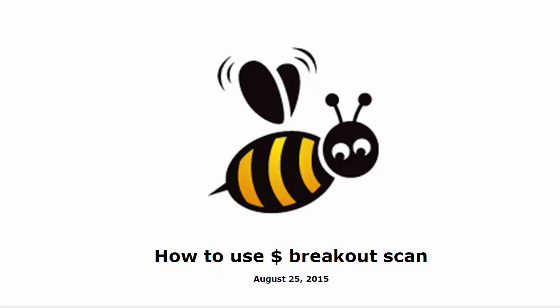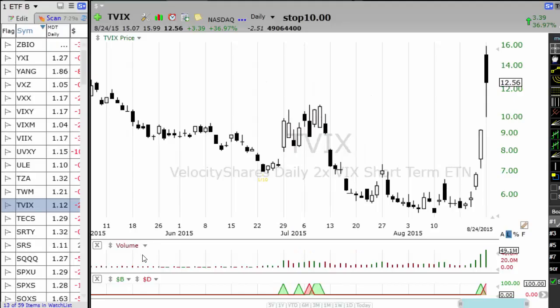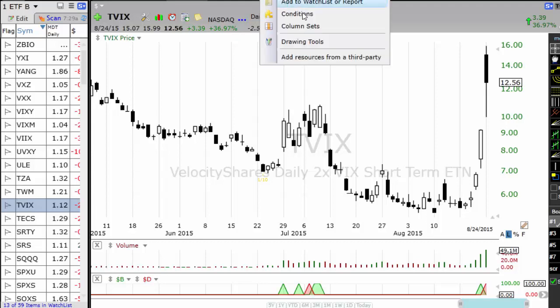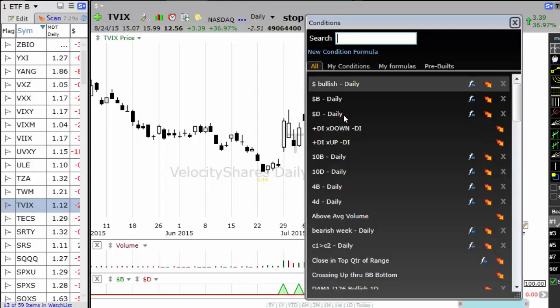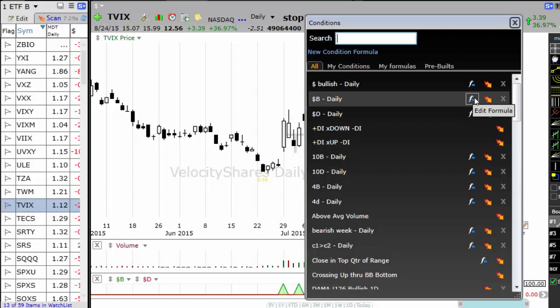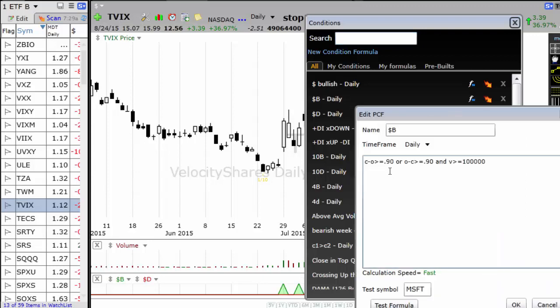How to use the dollar breakout scan. The dollar breakout scan is basically a very simple scan which looks for stocks which are up either a dollar, in the sense 90 cents, so they are either up 90 cents or down 90 cents, and volume is greater than 100,000. The use of this particular scan is to find both swing trading candidates and intraday day trading candidates.